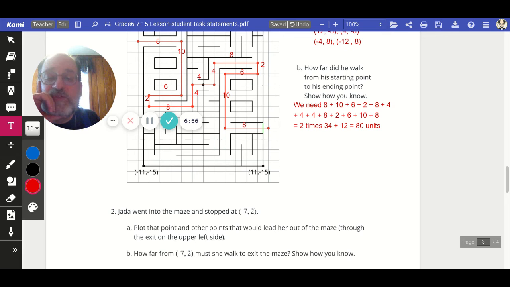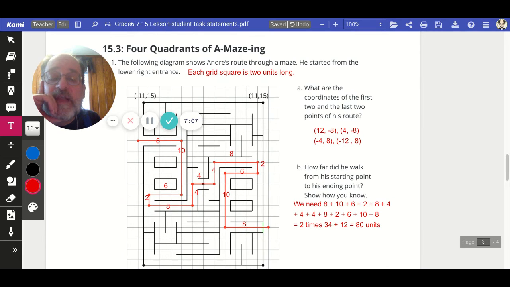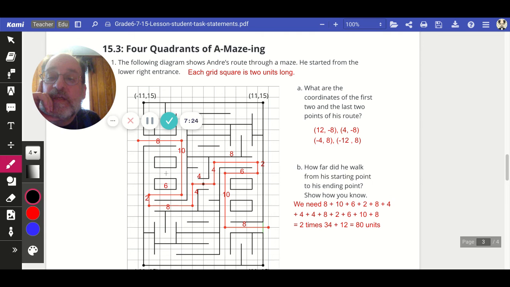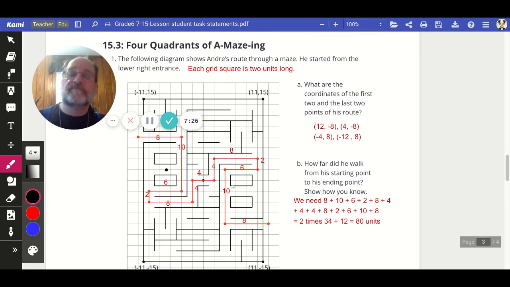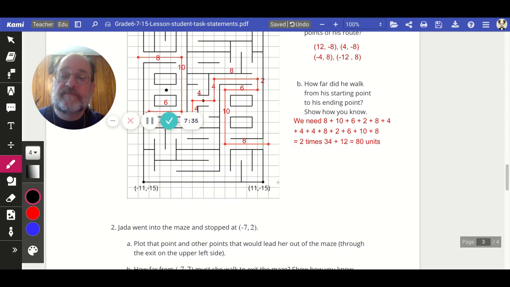Jada went into the maze and stopped at -7, +2. Okay, where is that? -7. So 2, 4, 6, -7, and then up 2. All right, she is, let's put a point. She is right here. That's where she is. So -2, -4, -6, -7, halfway in between, and then 2 up.